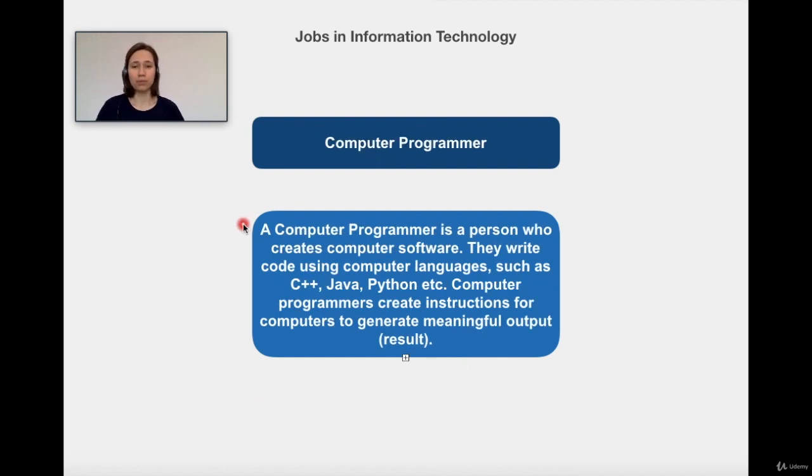Computer programmer. This is a very general term because there are lots of different kinds of programmers, but generally, a computer programmer is a person who creates computer software. They write code using computer languages such as C++, Java, Python, etc. Computer programmers create instructions for computers to generate meaningful output or meaningful result.